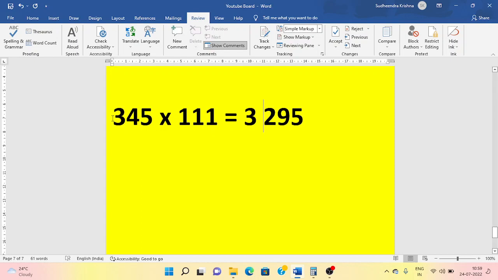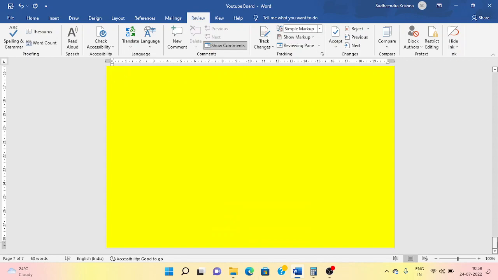Now to get the left number, add the two digits 3 and 4. 3 plus 4 is 7. 7 plus 1 carry will give you 8. So this is the required answer. So 345 into 111 is equal to 38,295. It's as simple as this.